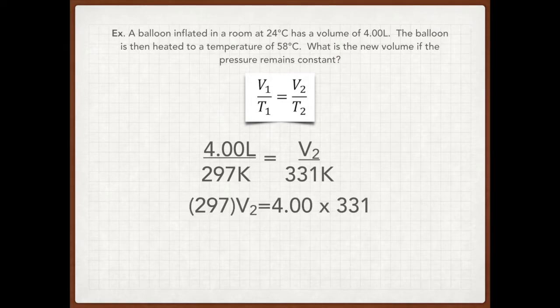Now to isolate V2 to get it all by itself, I need to divide both sides by 297. And so the answer that I get for my V2, once I divide by 297, and I round to the correct number of significant figures, which in this case would be 3, because 4.00 has 3 sig figs, 297 has 3, and 331 has 3 significant figures, I get 4.46 liters. The important thing for you to remember, even though the Celsius temperature has 2 significant figures, since I'm adding 273, I'm going to base my significant figures off of the Kelvin temperature, not the Celsius temperature. Okay?